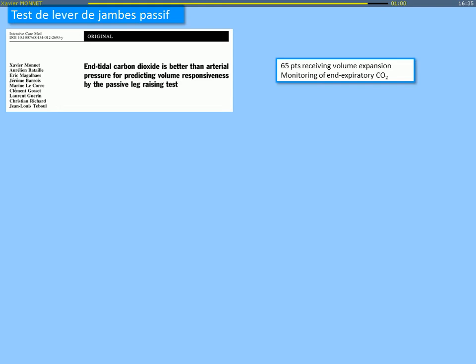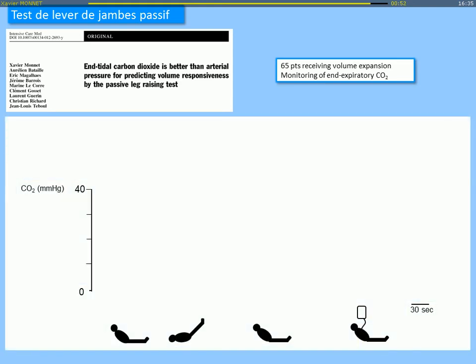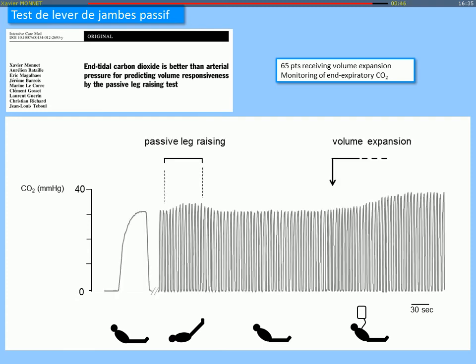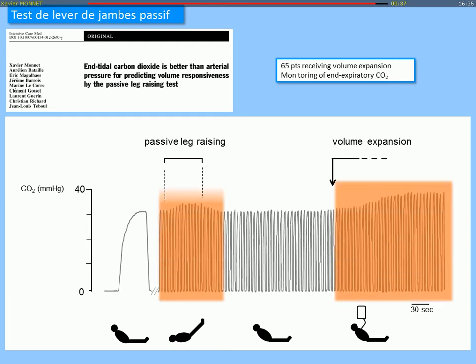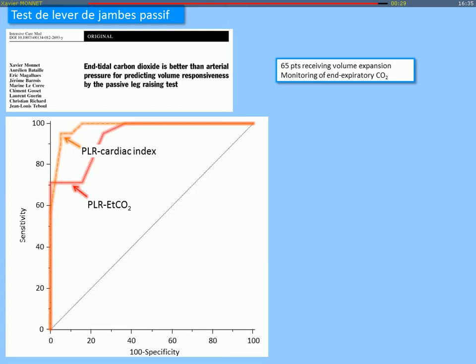Nevertheless, we recently developed a way to assess the effects of passive leg raising non-invasively, because we showed that it was possible to assess them just with the measurement of end-tidal CO2. You know that provided that the patient has stable ventilation, the changes in EtCO2 reflect the changes in cardiac output, and like in this patient, the effects of volume expansion could be predicted by the effects of passive leg raising on end-tidal CO2. Perhaps it could be a reliable way to perform it non-invasively, much better than with the changes in pulse pressure during the PLR.